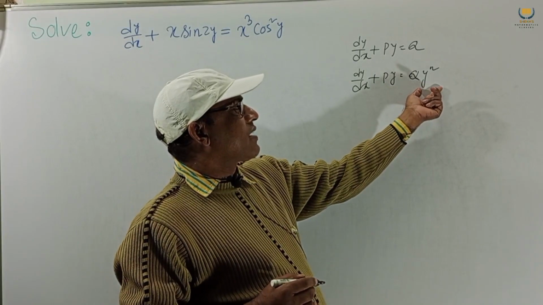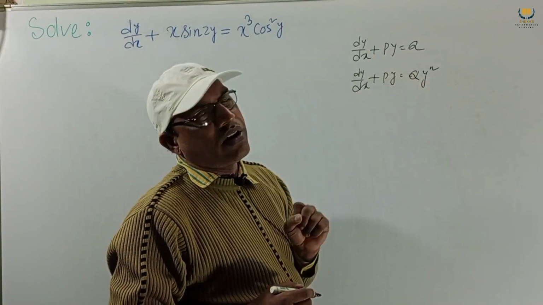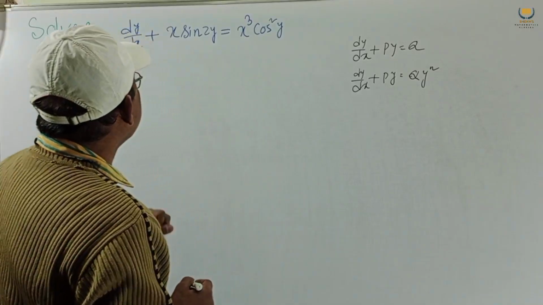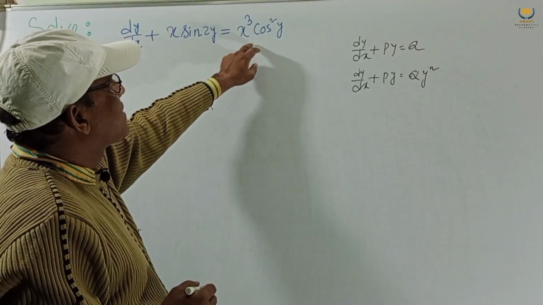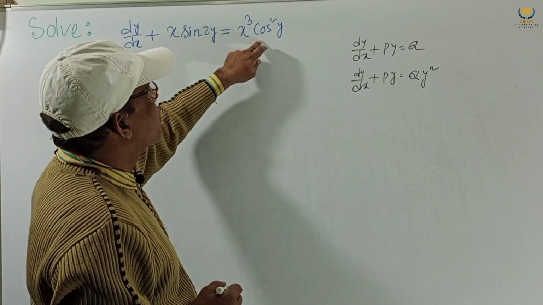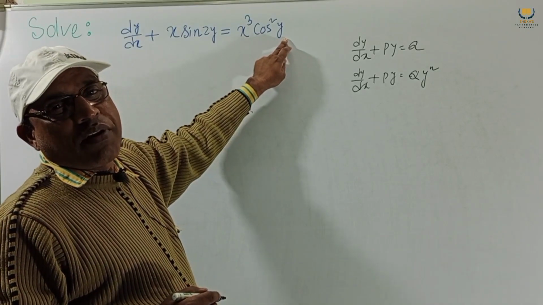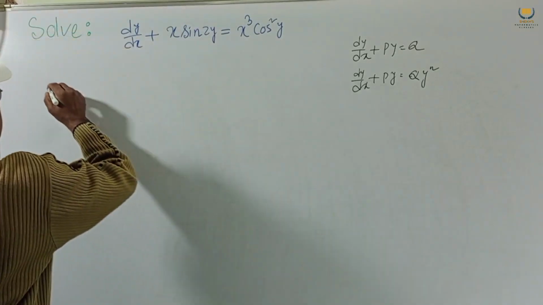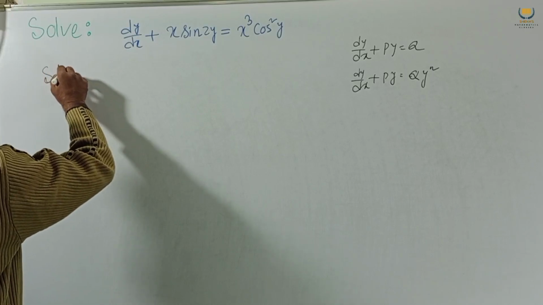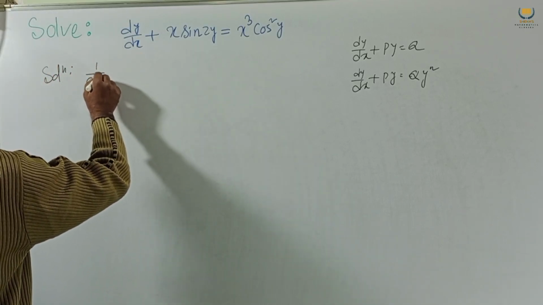On the right-hand side, x and y are mixed up. If it is Bernoulli, then we divide both sides by y to the power n. Here we get x and y mixed on the right side. For y square cos square y, we get this is Bernoulli. Solution: we divide both sides by cos square y.